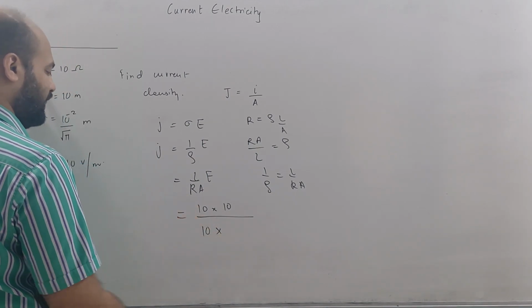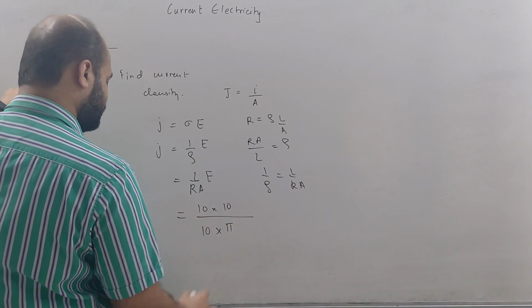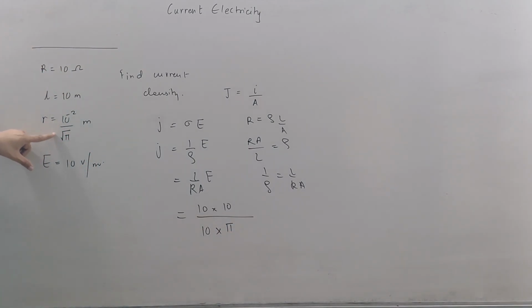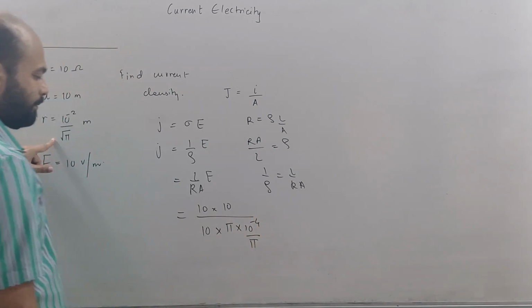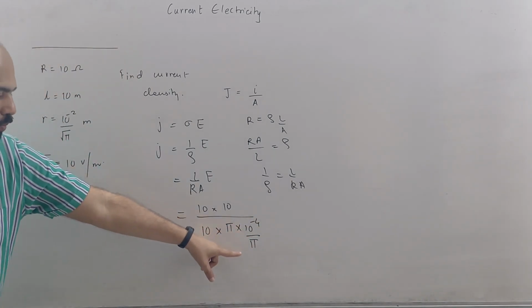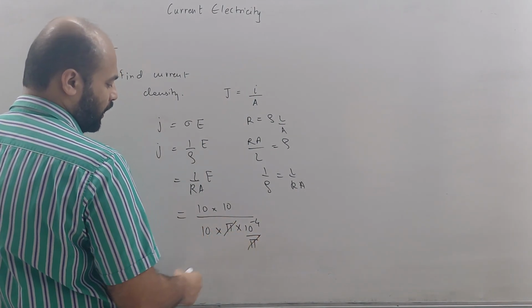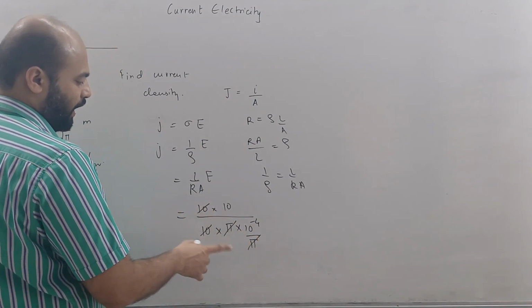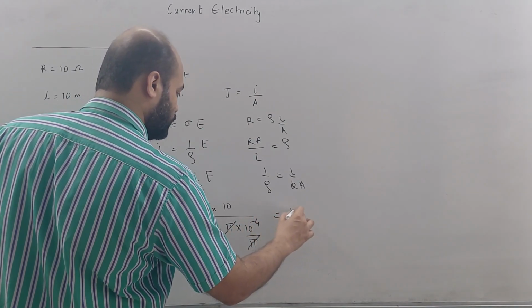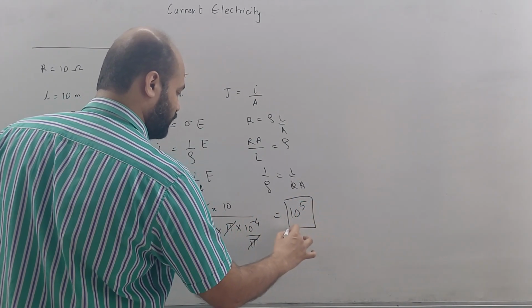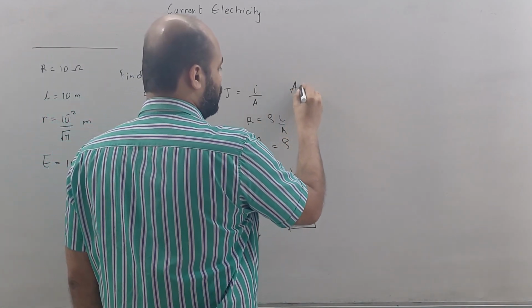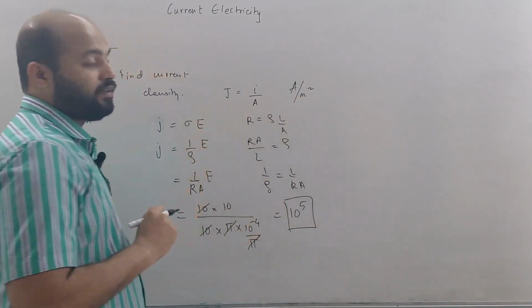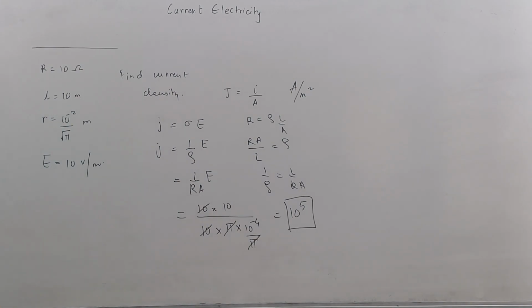And area would be nothing but pi r square. But r is this, so the square of it is going to be 10 to the minus 4 by pi. So this and this will go, ultimately 10 and 10 will go. What we have on top is 10 raised to 5. That is the answer of this question. So what is the unit of current density? Simply, it's going to be ampere per meter square. So ampere for current and meter square for area.